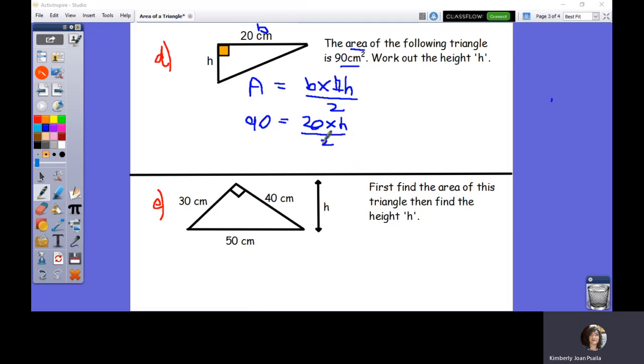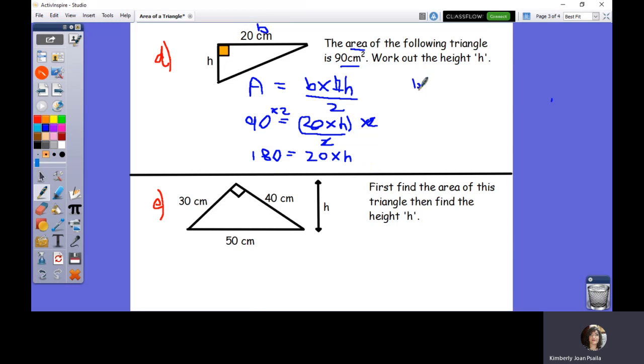Here I am seeing that this 2 is doing division with all this group here. So to get rid of this 2, I can multiply by 2 here and multiply by 2 here. Now you should have 90 times 2, which is 180, equal. This 2 crosses out or simplifies with this 2. They become 1, and there you should have 20 times h. So now we have 180 is equal to 20 times h.